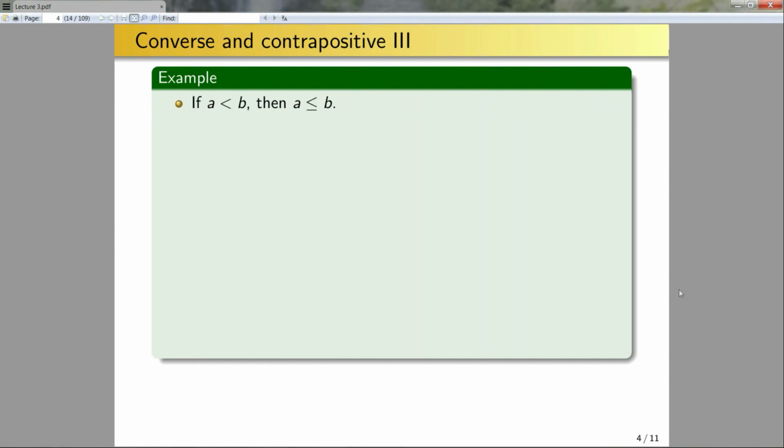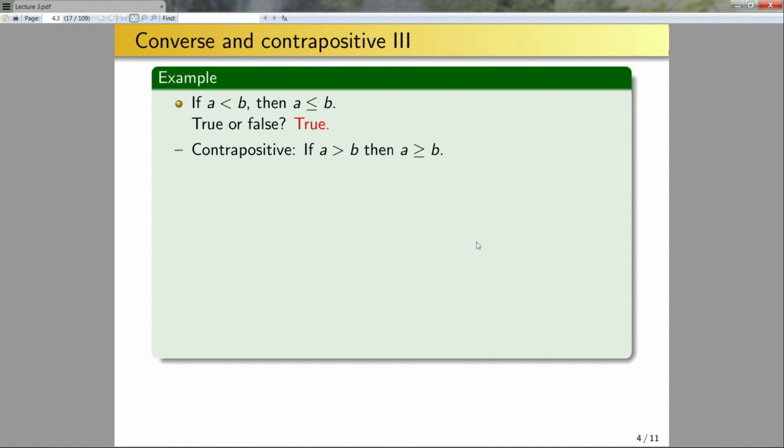Okay, let's give a couple examples. If A is less than B, then A is less than or equal to B. So is this a true or false statement? So take some time, think for yourself. Is it true or is it false? Well, it's a true statement, right? If A is less than B, then obviously A is going to be less than or equal to B because the conclusion is more strict than the hypothesis.